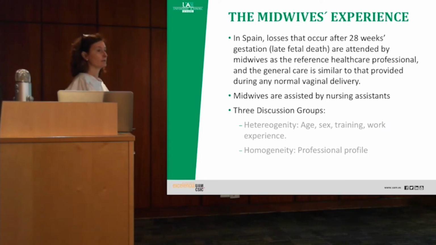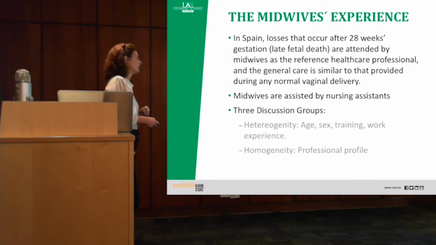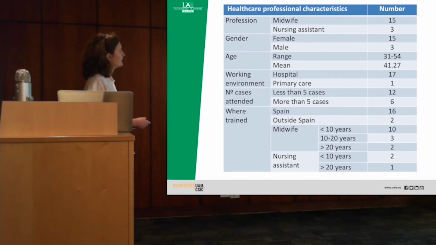So those were the people that we convened in our group discussion groups. And we did three discussion groups. And we mixed in these discussion groups some heterogeneous criteria like age, sex, training, or work experience, and some homogeneous criteria like the professional profile. So here are some of the specifics of the characteristics of our groups, of the participants.